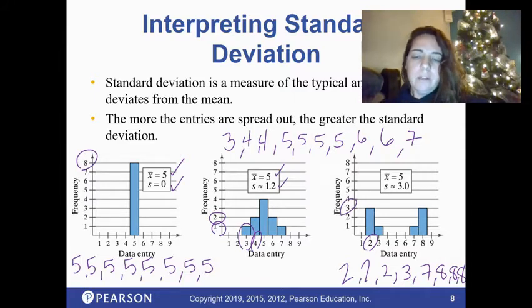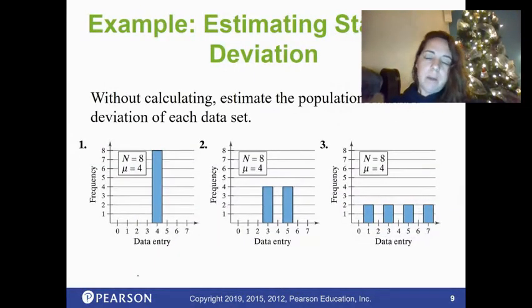Okay, so I'm just trying to help you remember what these graphs mean compared to the original data, and now what this mean and standard deviation tells us. And they could use this little s, and that means sample standard deviation, or they could use the little sigma, which means the population standard deviation.